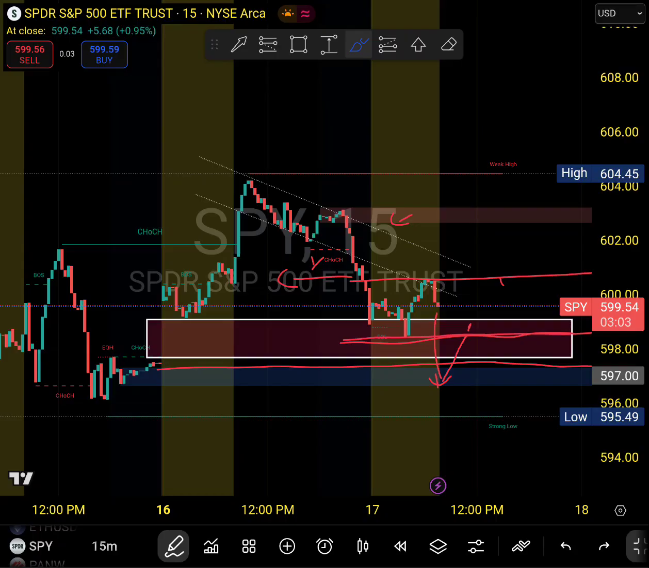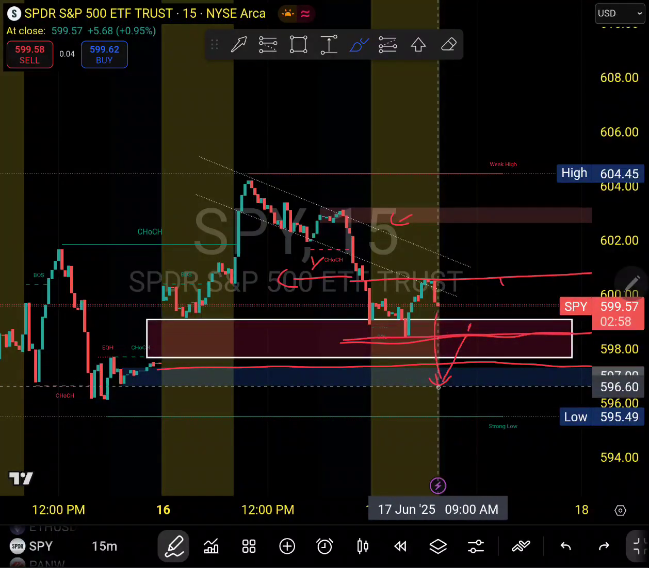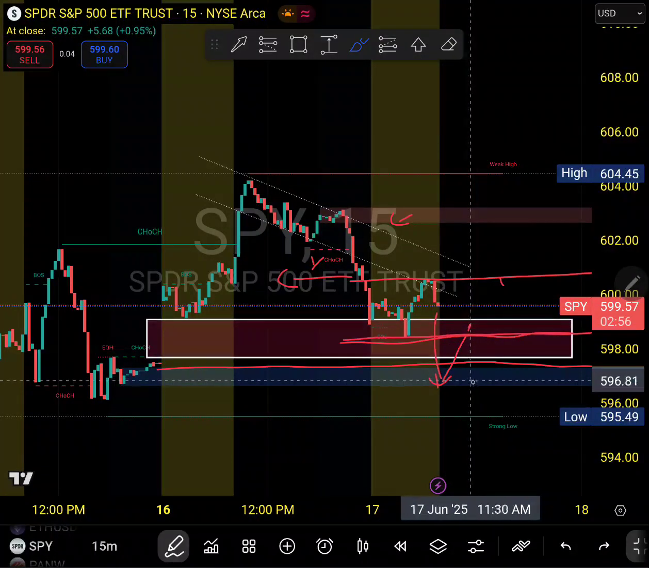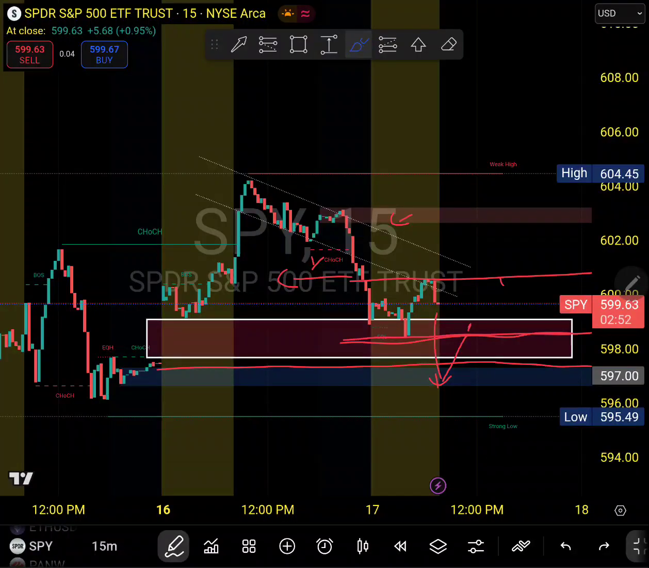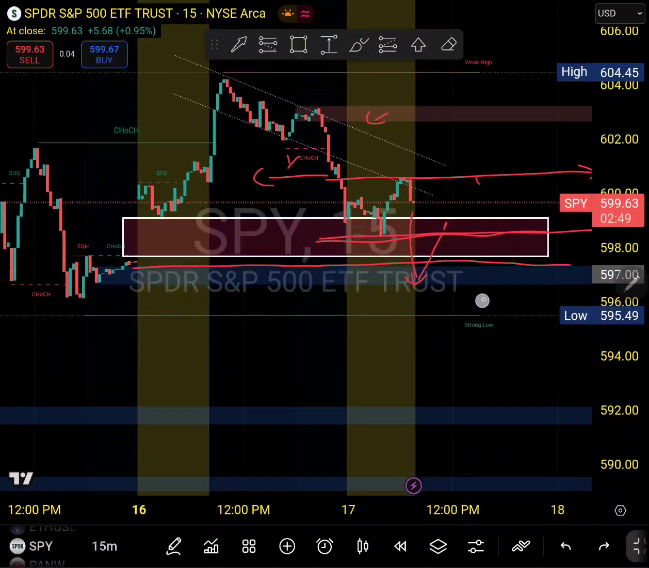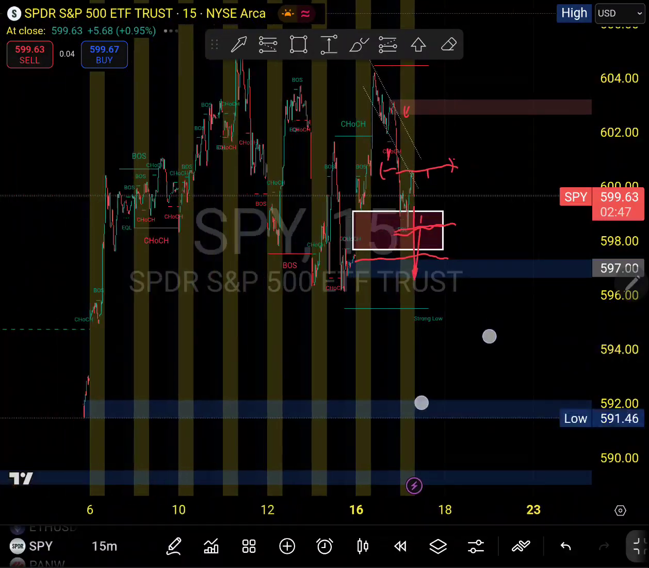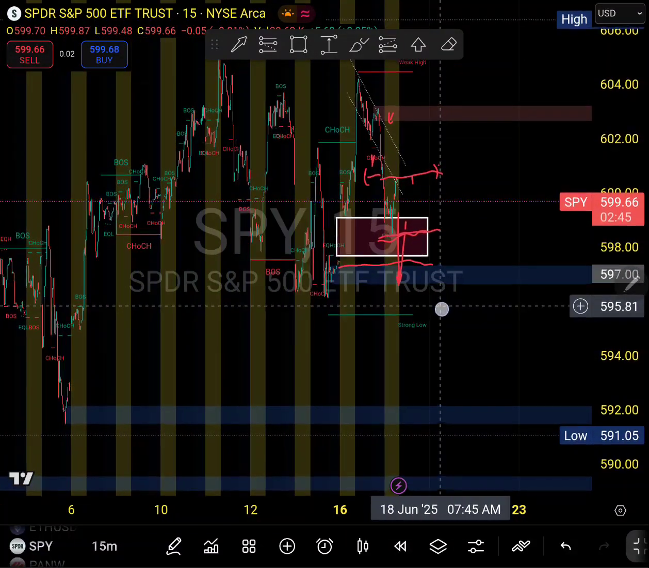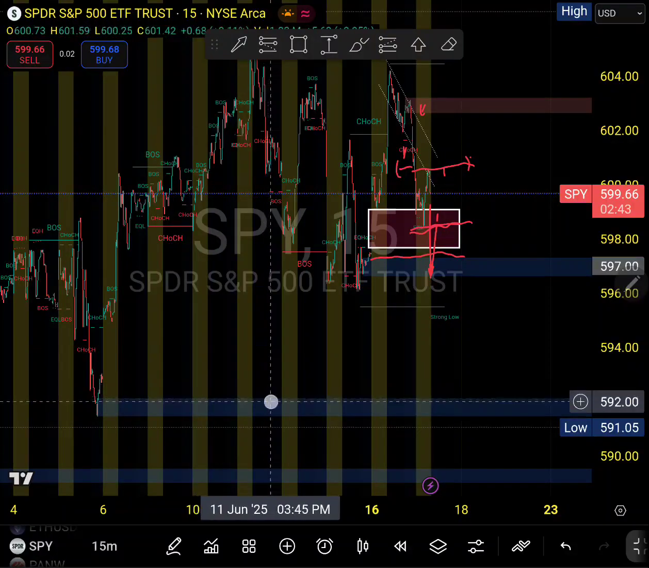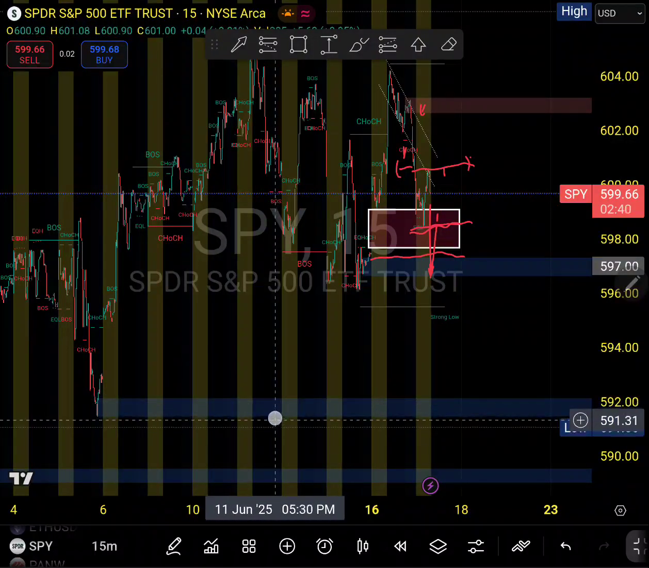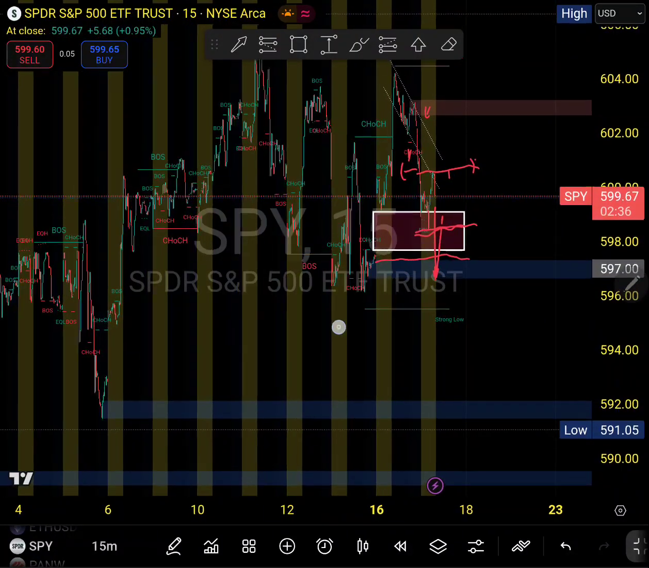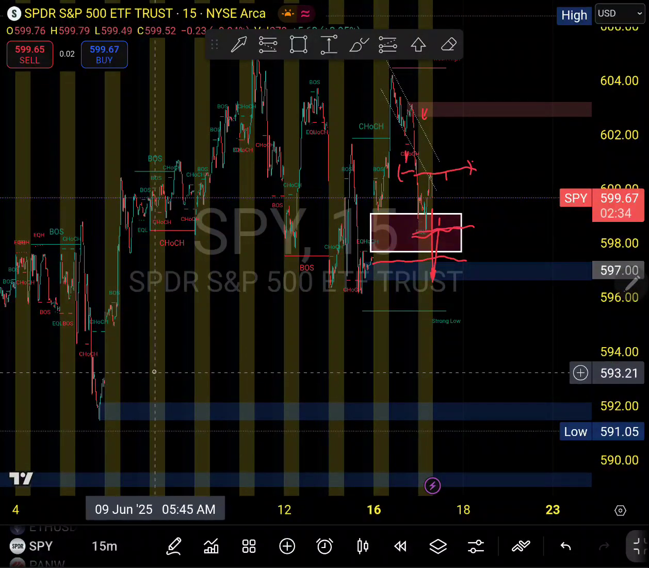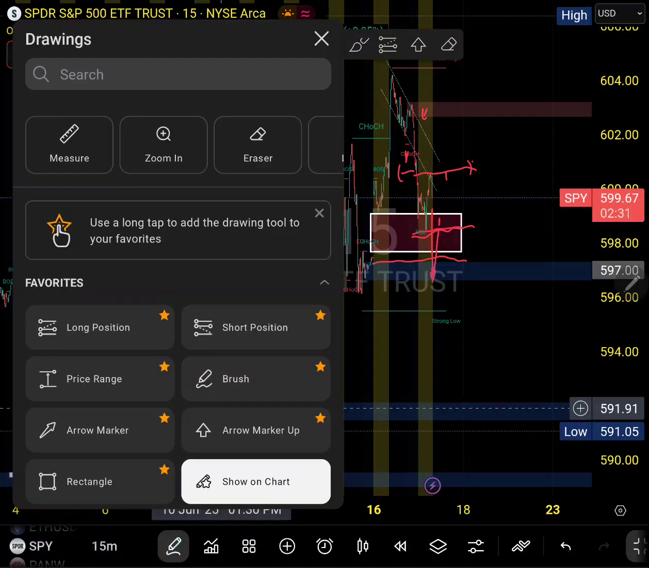So this 597 level is something I will mark on my chart, 597 to 596, because below that, what can happen? Let me show you. If I zoom in again, look at where we have the next level. Then on 15 minutes, if the volume is good, we can see 591 again in the chart, or 594 will be the last support, right? So I will consider this as a last support.